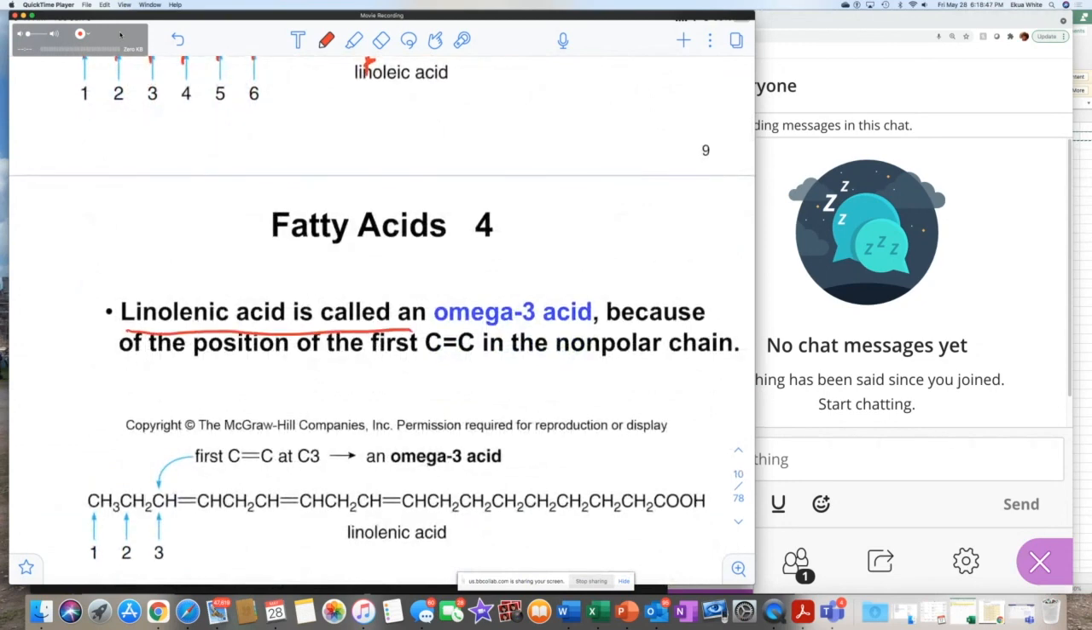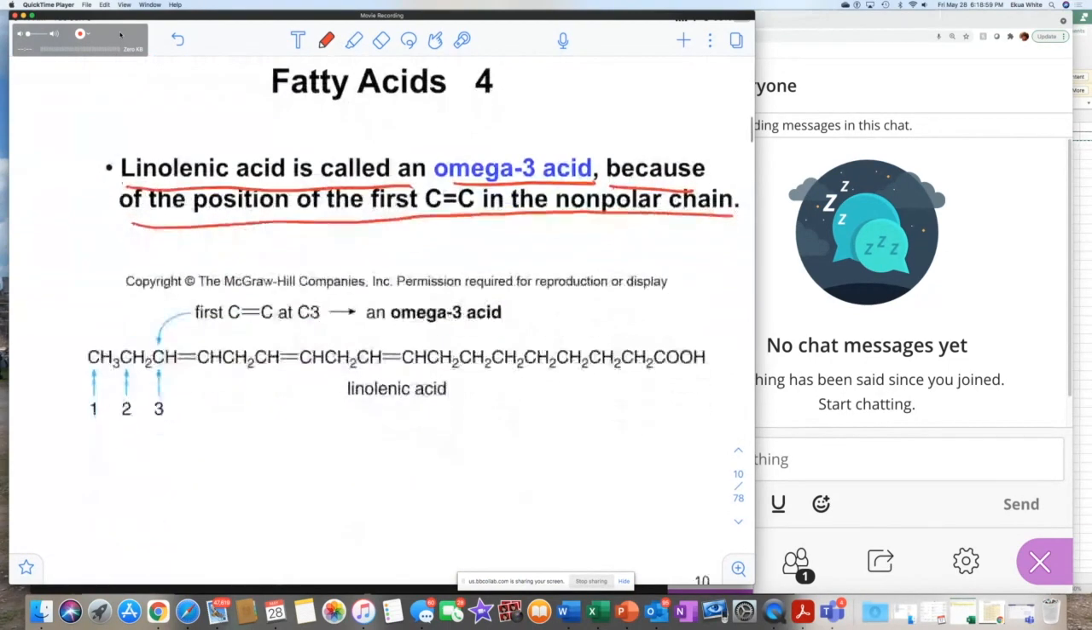Linolenic acid, on the other hand, is an omega-3 fatty acid. And you have heard about omega-3 from fish and salmon and things like that. Because of the position of the first carbon-carbon double bond in the nonpolar chain. Again, count from the left to the right, okay? 1, 2, 3, and there we face our first carbon-carbon double bond.